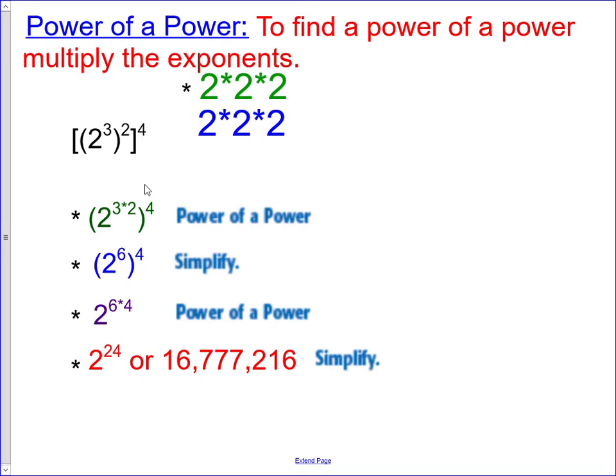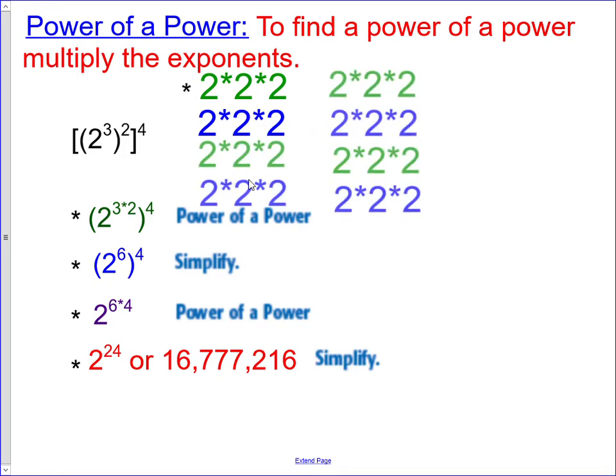Now, we're going to raise that 2 to the 6th power to the 4th power, which means we're going to have 4 of these. So we're going to add 3 more sets of those. So now we have 2 to the third raised to the second, and all of that raised to the fourth. And if we took the time to count them, well, we can treat this like a rectangular array. We have 1, 2, 3, 4 times 1, 2, 3, 4, 5, 6. We have 24 2's here. So it would be 2 to the 24th power.